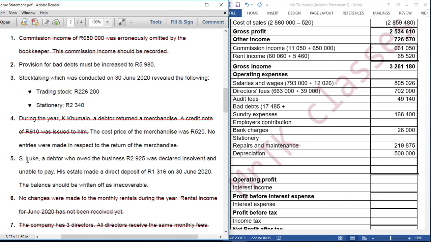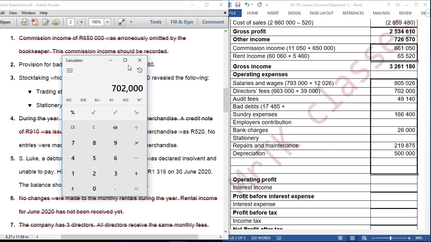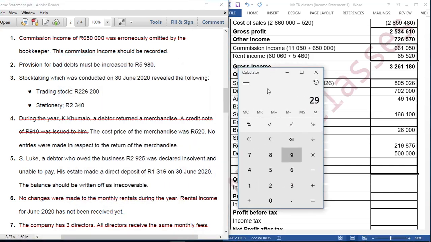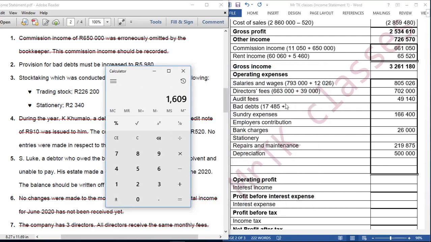We are going to come here. Let's look at the debtor who owed the business 2,925. Right. He was declared insolvent and unable to pay. Okay. This person was owing this much and was declared insolvent and unable to pay. All right. His estate made a direct deposit of 1,316. So 1,316 was paid, right? Okay, on 30 June 2020, the balance should be written off as irrecoverable.